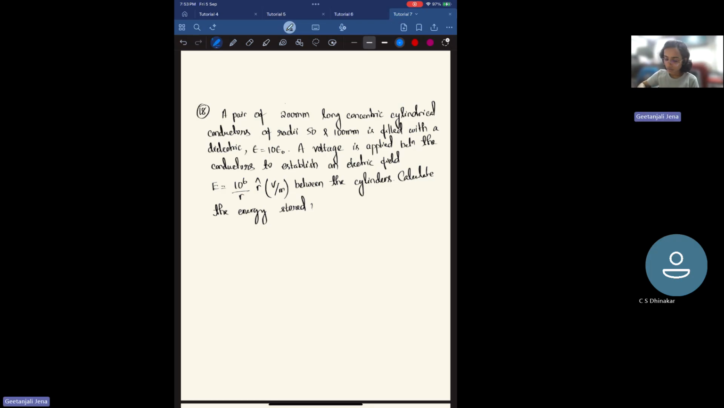Now we'll solve our last problem. It's based on the capacitance. There is a pair of 200 millimeter long concentric cylinders, with radius 50 millimeter and 100 millimeter. The space is filled with dielectric, epsilon is 10 epsilon 0. A voltage is applied between the conductors to establish an electric field, which is 10 to the 6 by r, r-cap, between the cylinders. You need to find out what is the energy stored.